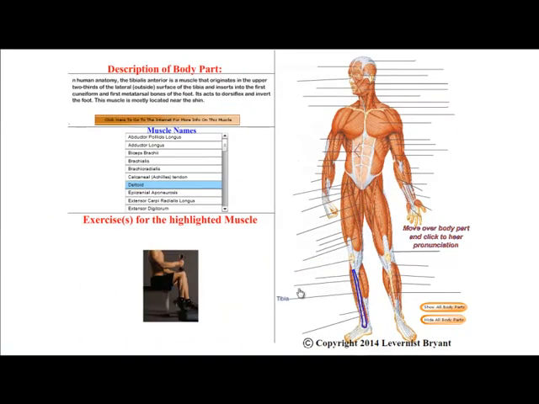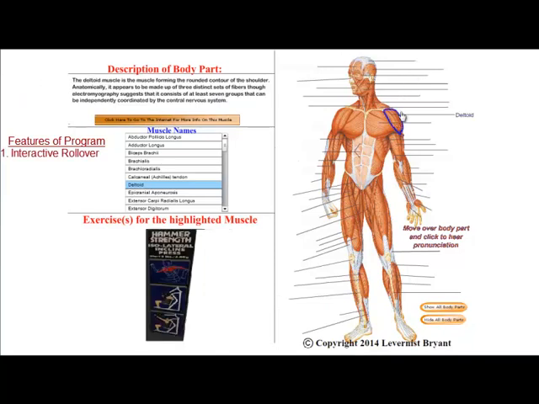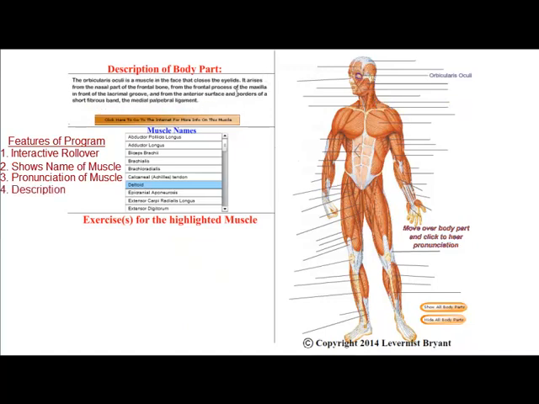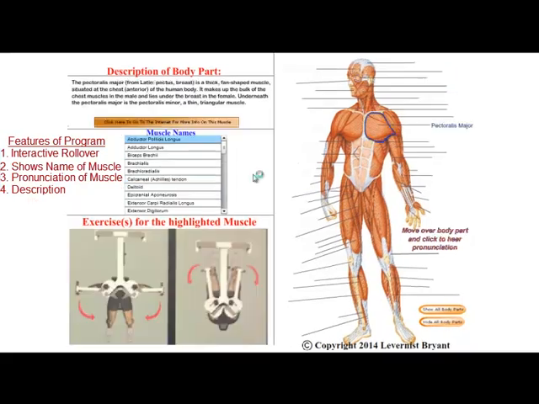So that's a brief description of the muscles of the body. Again, all the features of the program in summary are interactive rollover, which shows the name of the muscle, audio pronunciation of the muscle: deltoid, scalenus, trapezius, a description of the muscle, an internet button that takes you to the internet, and a table with a list of all the muscles that are included in the program.